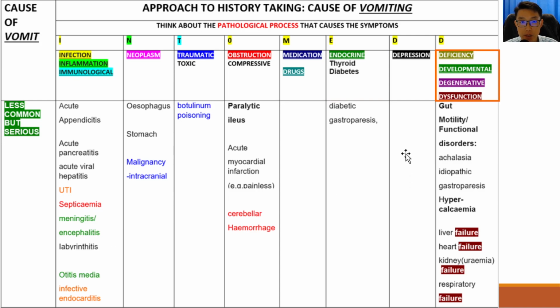And other developmental but rare causes of vomiting include motility or functional disorders such as achalasia, idiopathic gastroparalysis, high calcium, and failure of important organs such as the liver, heart, kidney, or lung.